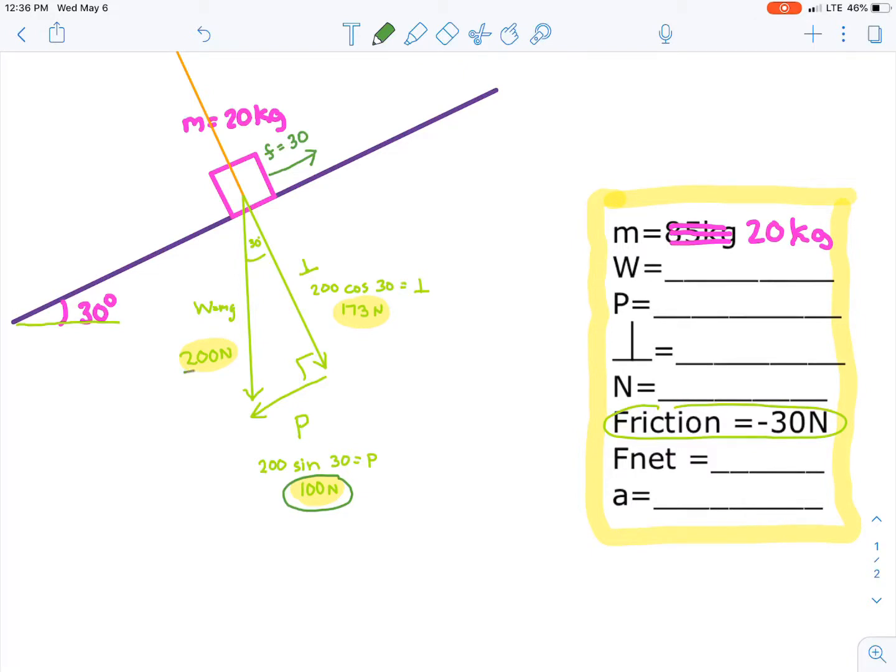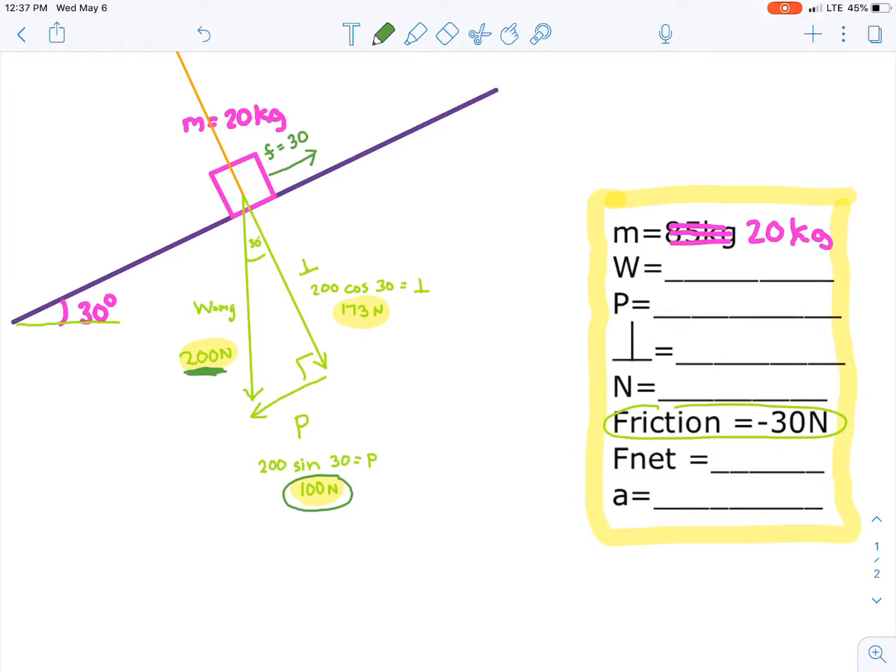This 200 newtons right here, the weight, that's already taken care of. That's been broken into the perpendicular and the parallel, right? So it's already taken care of. You don't use that number again. You just leave it be. It's broken apart. We're using its parts. You don't go back and use the whole if you've already used the parts. It's already used. Okay, enough said.